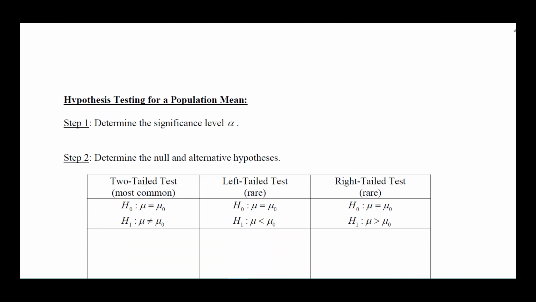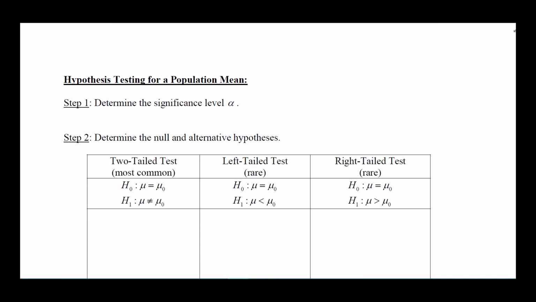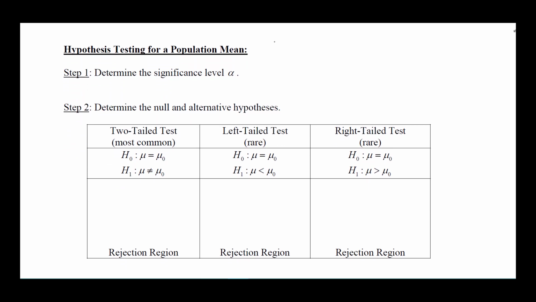Okay, so once we have checked that the assumptions are met, then how do we go about this? Okay, so our first step is to determine the significance level, alpha. Then we're going to determine our null and alternative hypotheses. We've seen these before. And of course, we can have a two-tailed test. And so what do we do every time in our two-tailed test? We put half the alpha in each side, in each tail.